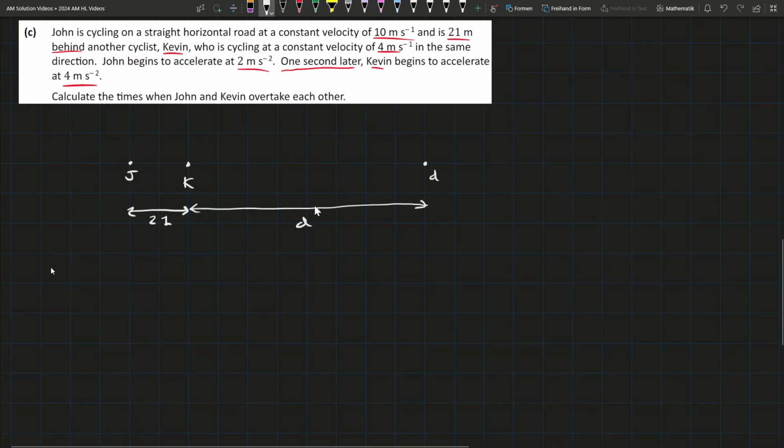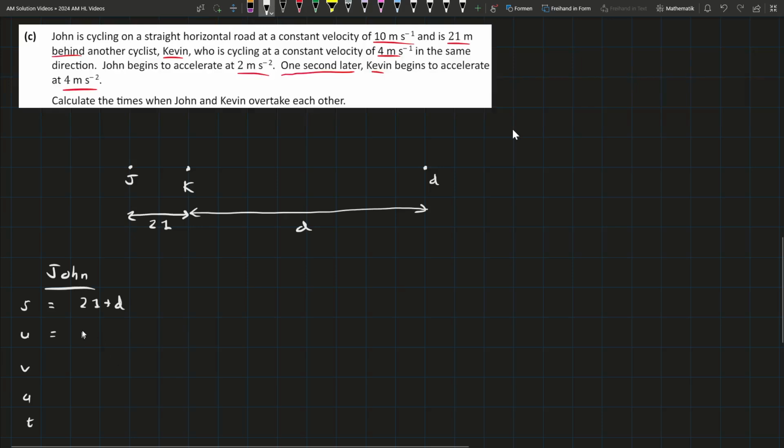So we're going to start off now. So for John, it's relatively straightforward. We'll set up our SUVAT. So the distance he has to travel is 21 plus d meters. His initial speed for John is 10. His final speed, we'll see, won't matter. His acceleration is 2 meters per second squared. And the time it takes him to get there is t seconds, we'll say.